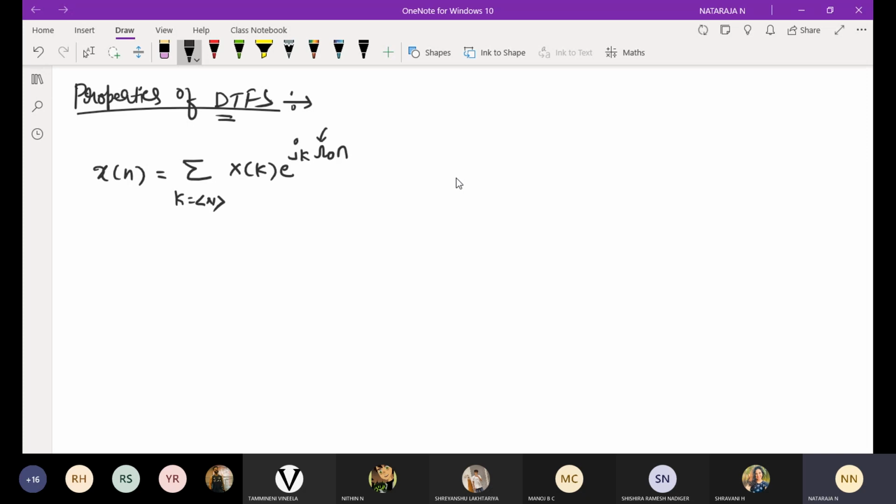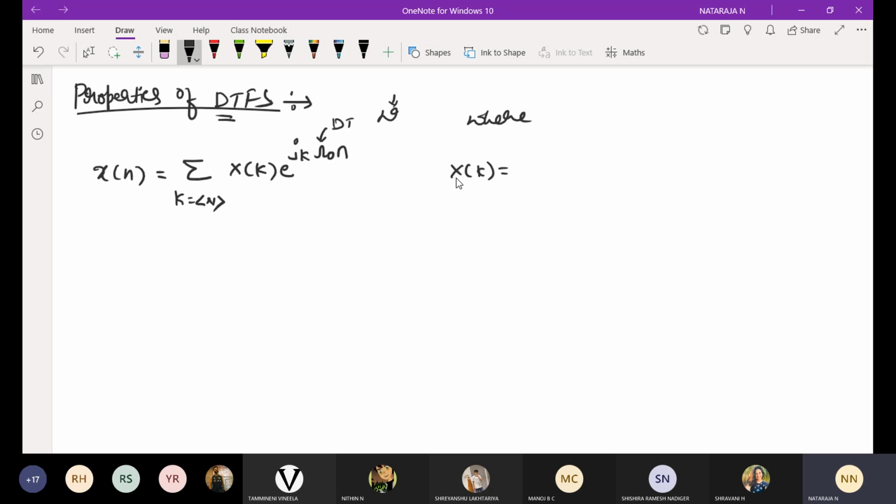This omega represents a discrete time angular frequency. This omega is for continuous time angular frequency. Okay, e power j k omega naught n. This is my standard equation, where I can represent x of k also.